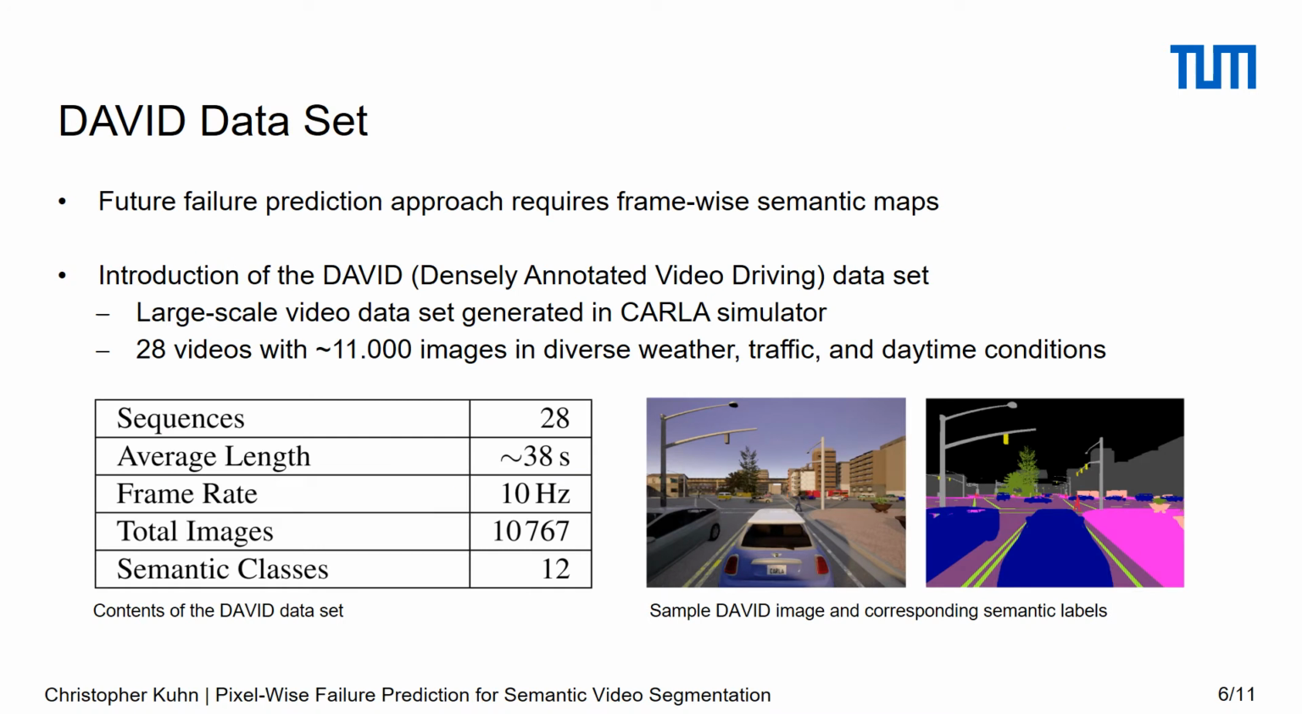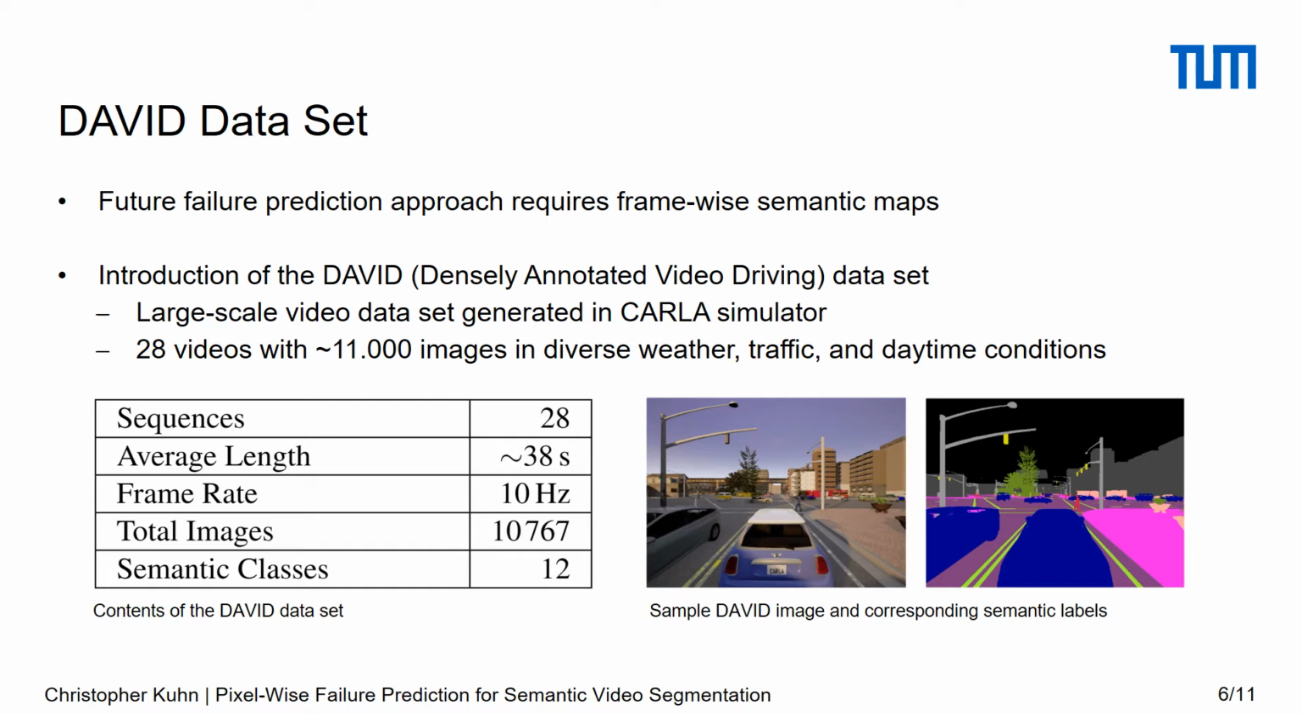This approach of using previous failure predictions to predict future frame failures requires frame-wise semantic ground truth maps in order to obtain frame-wise ground truth error maps. However, datasets like Cityscapes only have the semantic labels for the last frame of each sequence. Existing datasets that have frame-wise semantic labels like CamVid are severely limited in size, having less than 1,000 images.